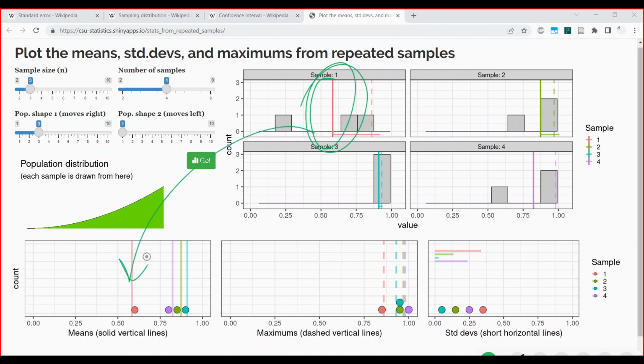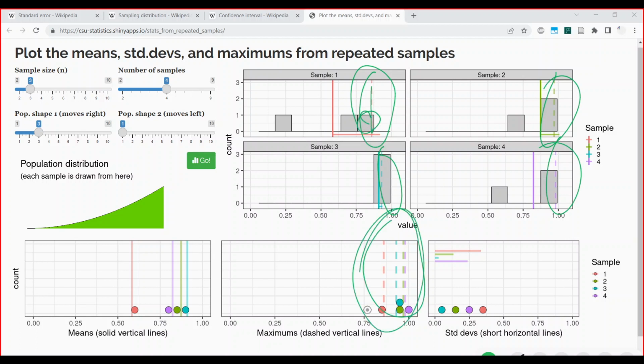Well, there it is. I also have maximums. These are these dashed lines. The maximum is just the biggest value in a data set. So you can see, there you go, there's the biggest value, it's right there. And there are my 4 different maximums. And then I've got standard deviations. The standard deviation is a statistic that tells you how spread out your data are.